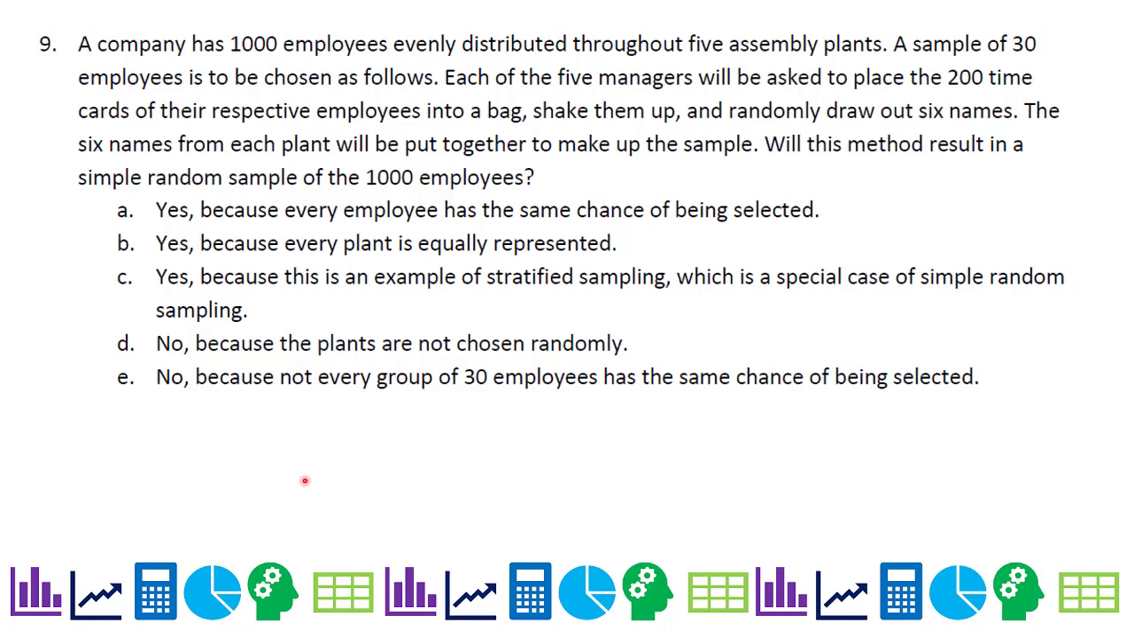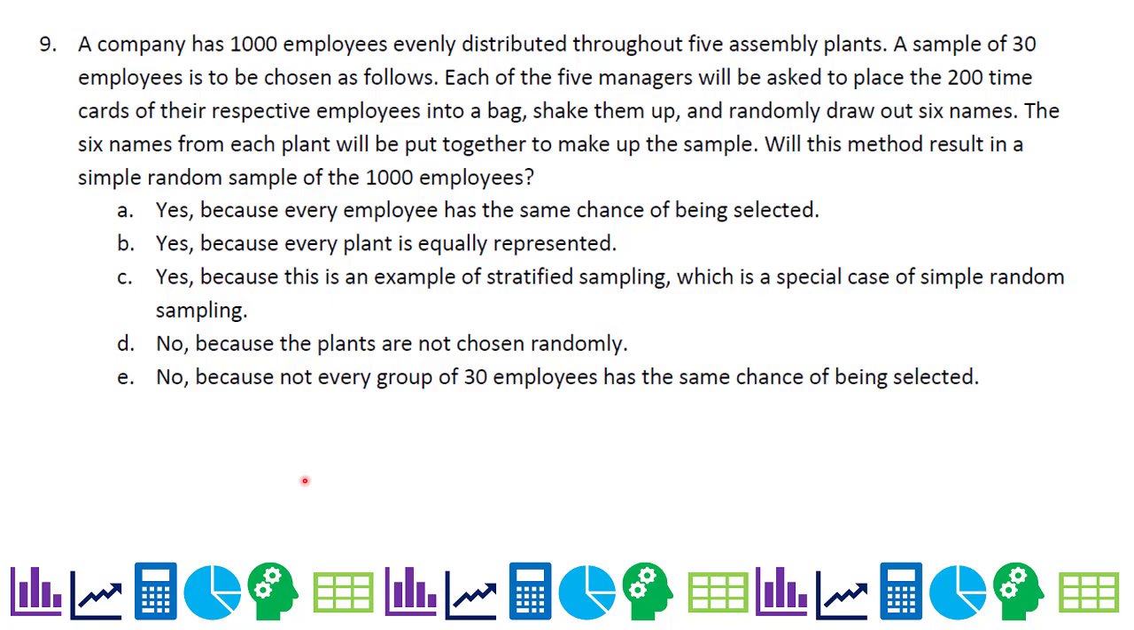Number 9, a company has 1,000 employees evenly distributed throughout 5 assembly plants. A sample of 30 employees is to be chosen as follows. Each of the 5 managers will be asked to place the 200 time cards of their respective employees into a bag, shake them up, and randomly draw out 6 names. The 6 names from each plant will be put together to make up the sample. Will this method result in a simple random sample of the 1,000 employees?